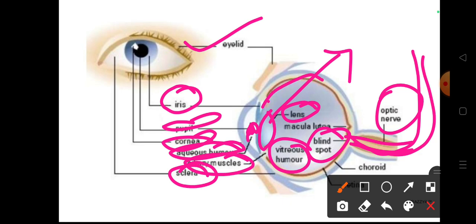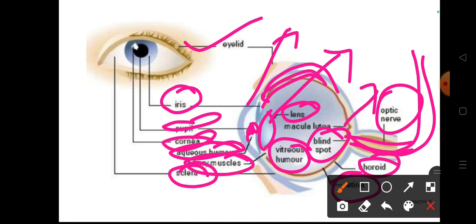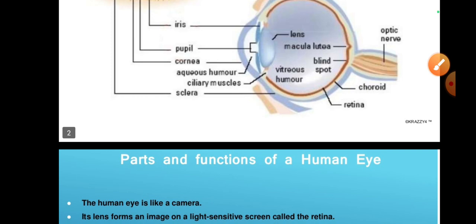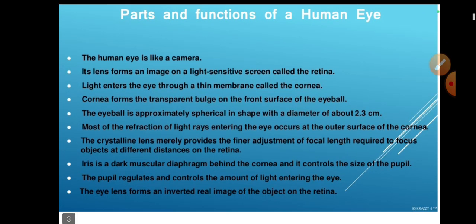Our eye is a three-layered organ. The first layer is sclera, the second layer is choroid, and the innermost layer is called retina. Okay, in the retina a small dip is there. That dip is called fovea or macula lutea. Okay, these are the most important parts of our eyes.